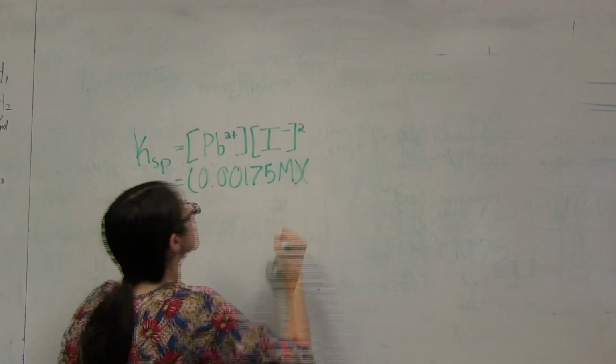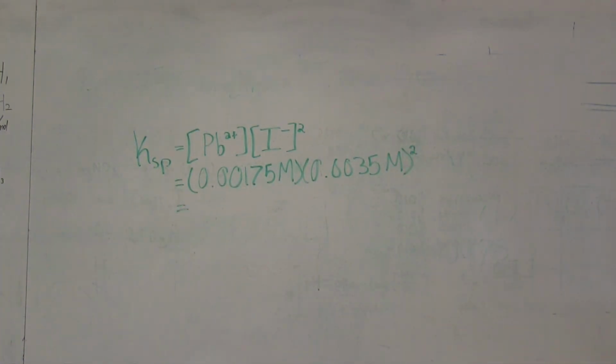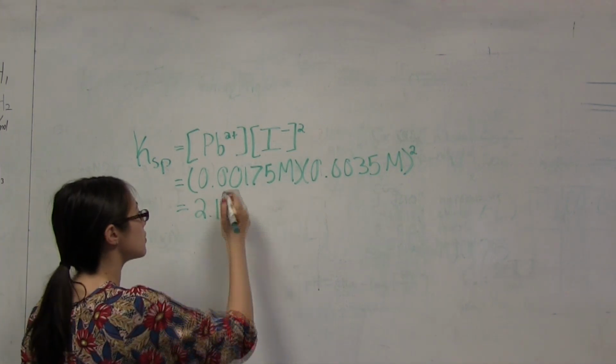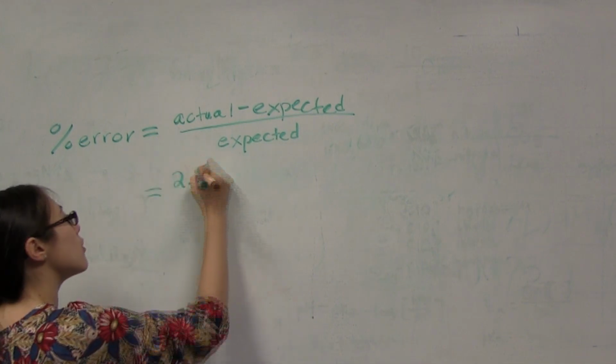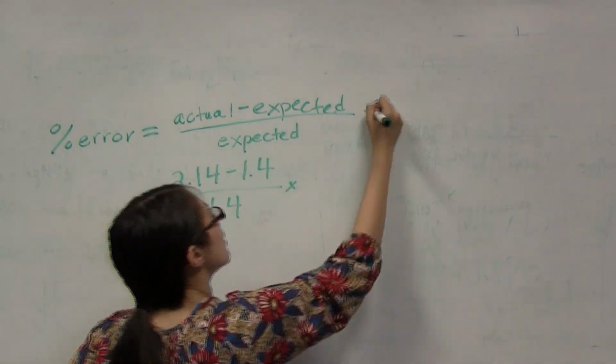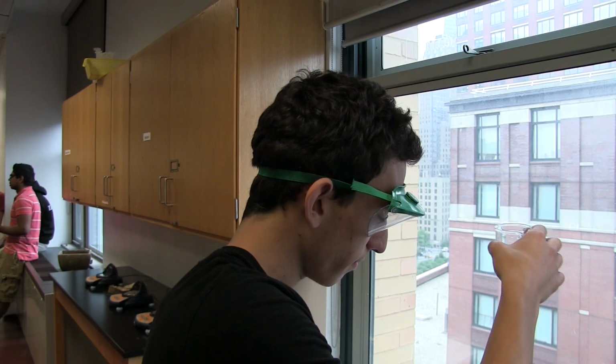We used the concentrations of lead ion and iodide ion to calculate the Ksp for this solution. We compared the expected value of Ksp with the actual value of Ksp for the solid and found the percent error of our experiment.